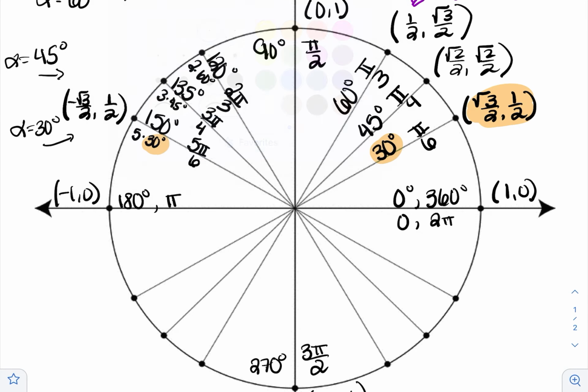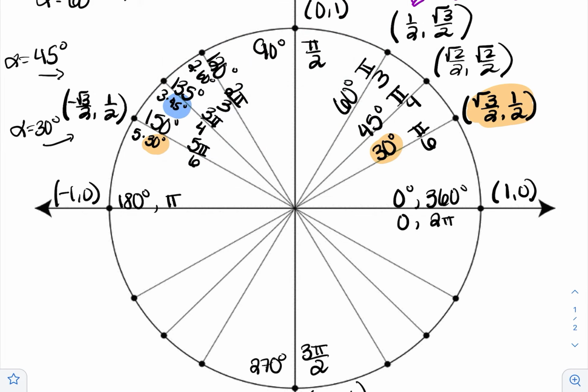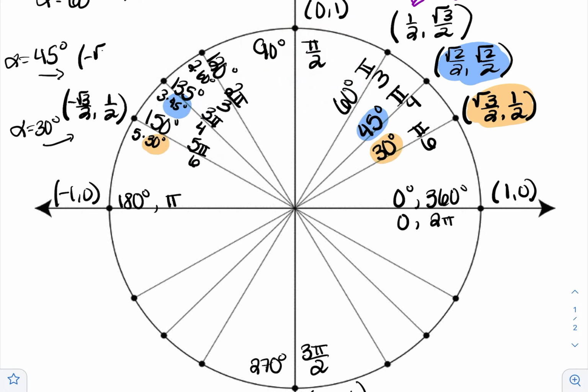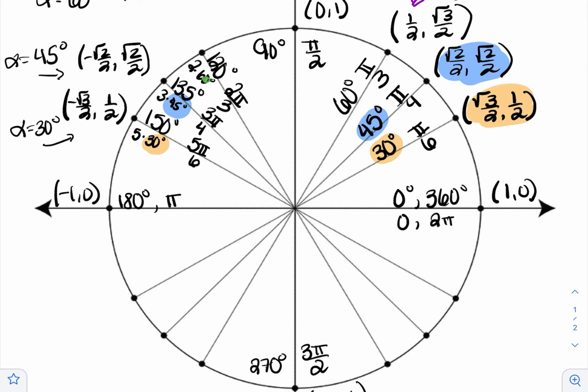The next one has a reference angle of 45 degrees. So it's going to have the same point as 45 degrees, but the x will be negative. So it's going to be negative radical 2 over 2, radical 2 over 2. Everything is dependent on the reference angle. And last but not least, the reference angle of 60.